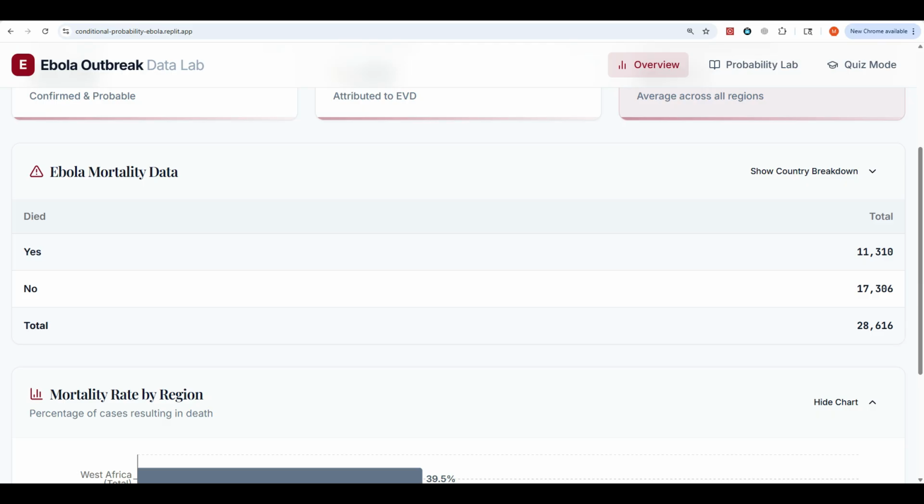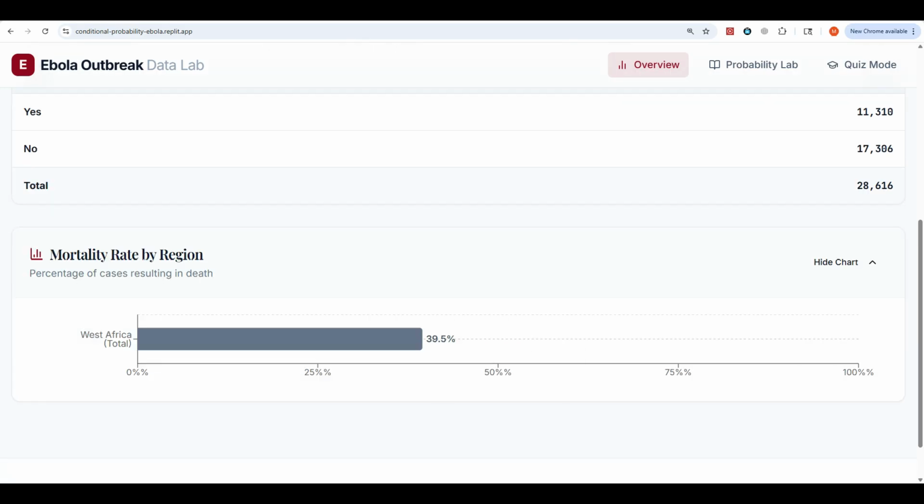And then introducing the idea that West Africa is actually made up of several countries. So what we're going to do is look at those totals over to the right, split out by three of these West African countries. So let's show the country breakdown here in a moment, but I just want to introduce you to the rest of this web app, what's down here. You have a chart that just shows you the total mortality rate as a percentage along this axis. And so you can see for what we have displayed in the table, we've got our 39.5%.